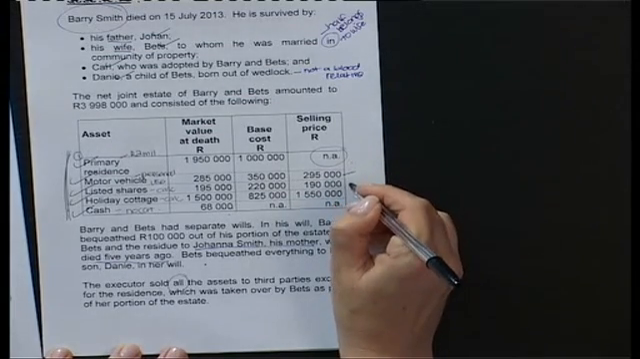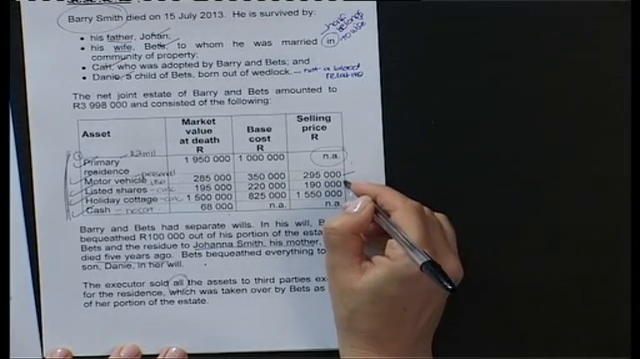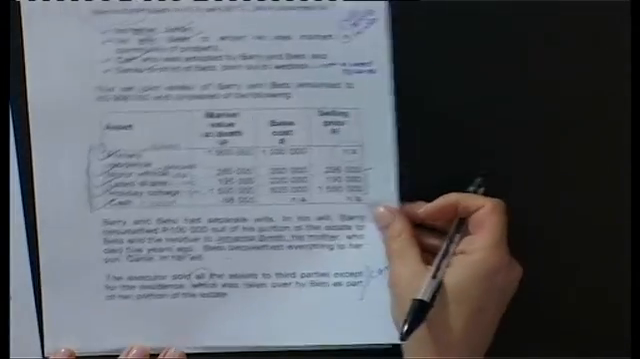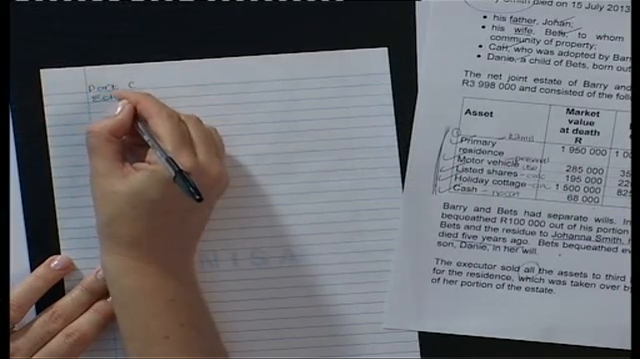So we are going to do two little CGT calcs, or rather work out a gain or a loss on these two assets over here, the listed shares and the holiday cottage. Right, just on a clean page. The last part of the question, part C. I'm just going to write here the estate.